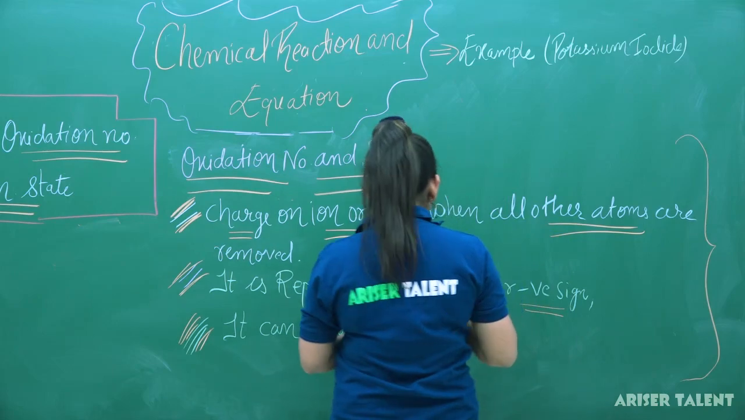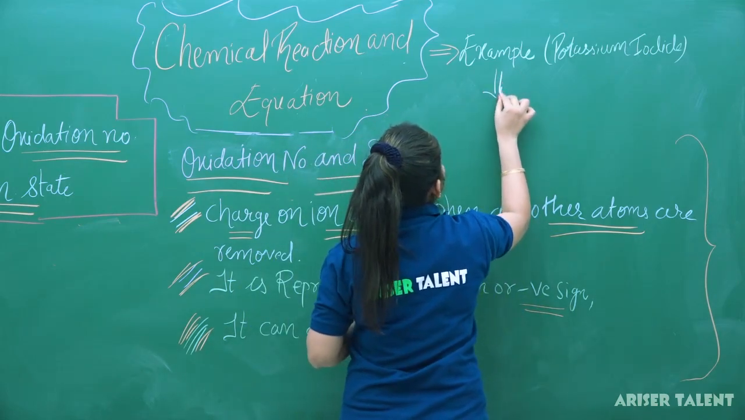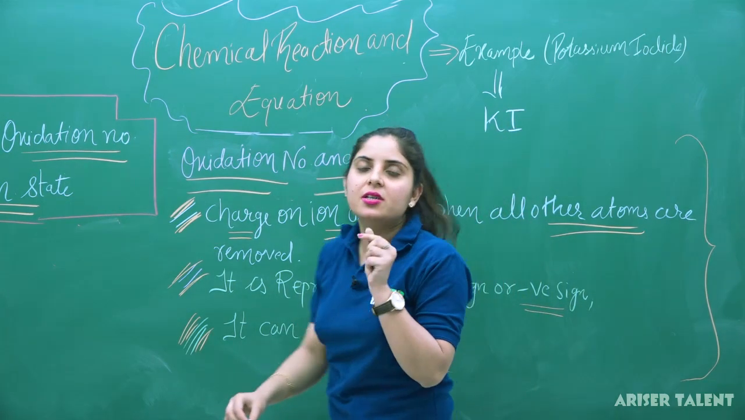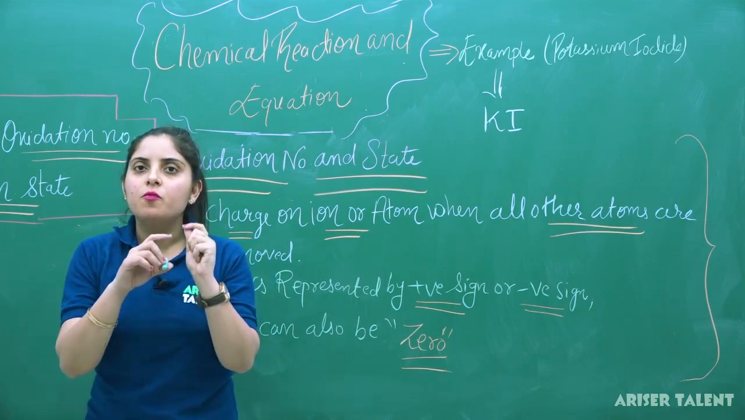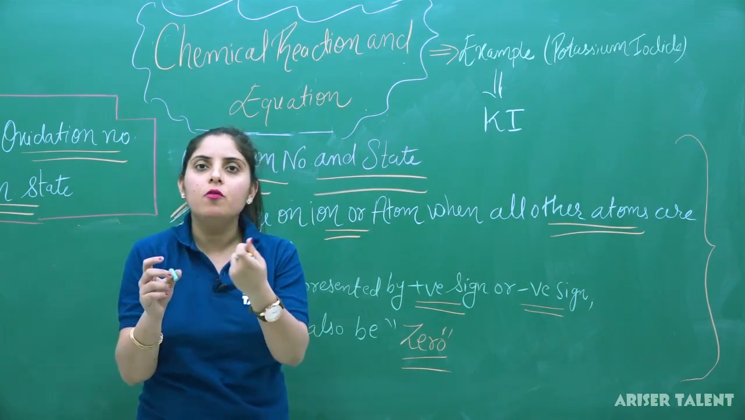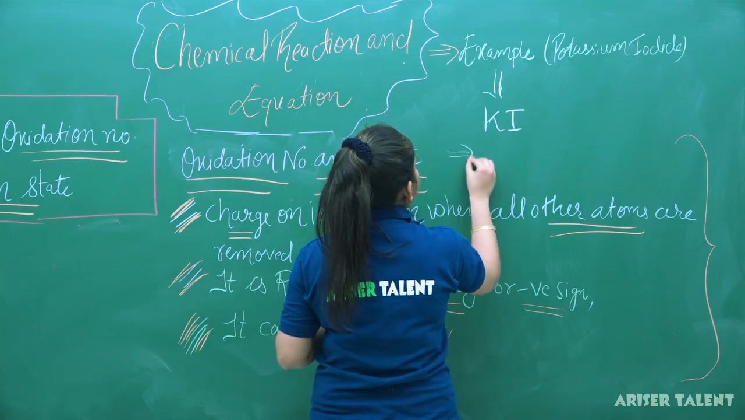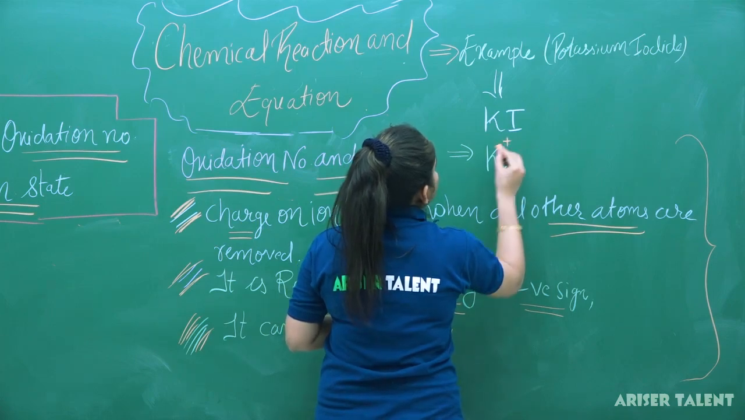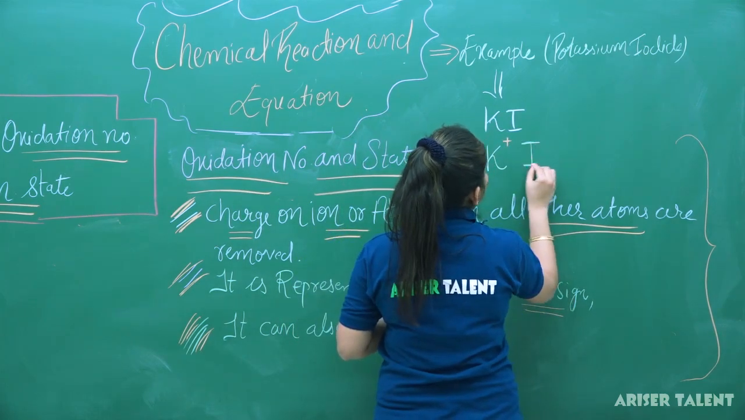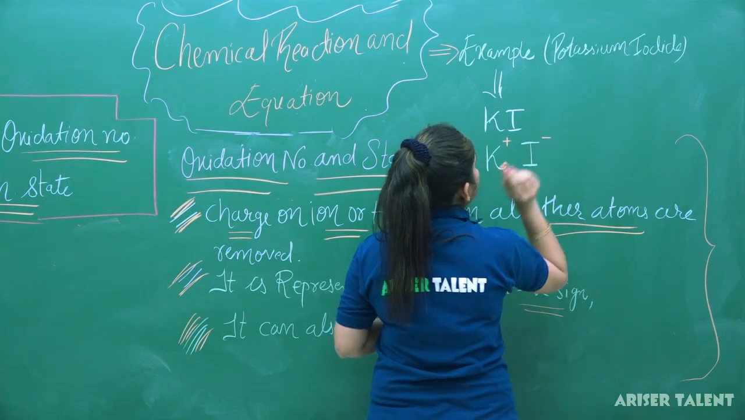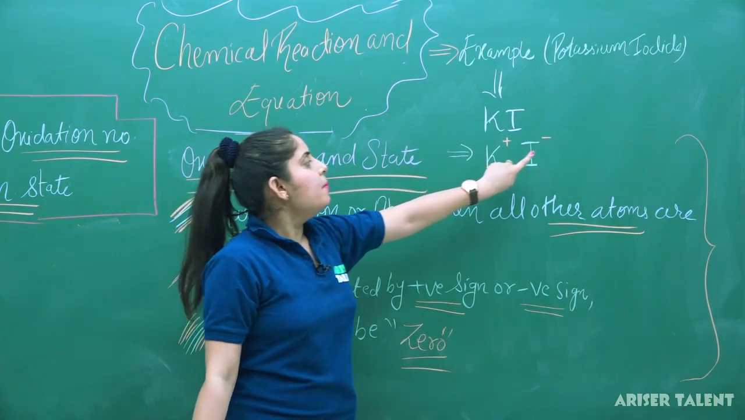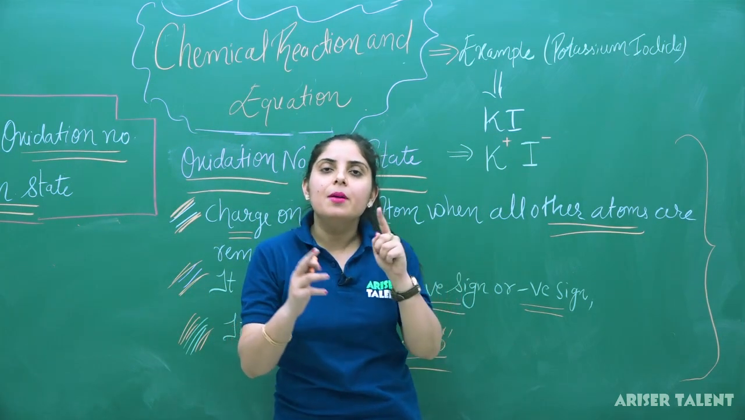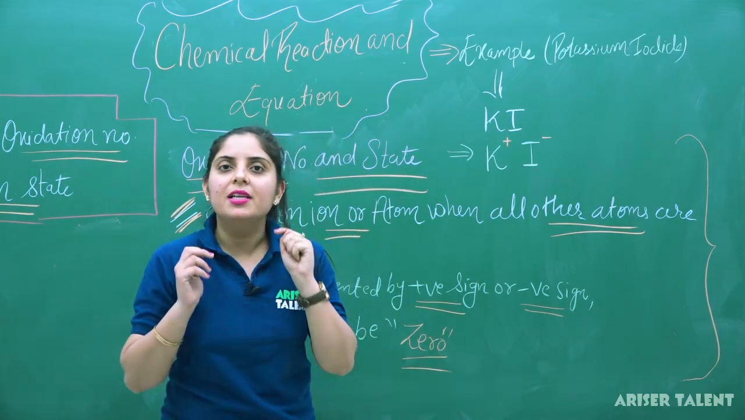So, for potassium iodide, we have the symbol KI. As we have seen in our previous lecture, potassium will carry a positive charge and iodine will have a negative charge. So I can write it as K with a positive charge and I with a negative charge. The plus and minus charges give the oxidation state, that is, potassium has a plus one oxidation state and iodine has a minus one oxidation state.